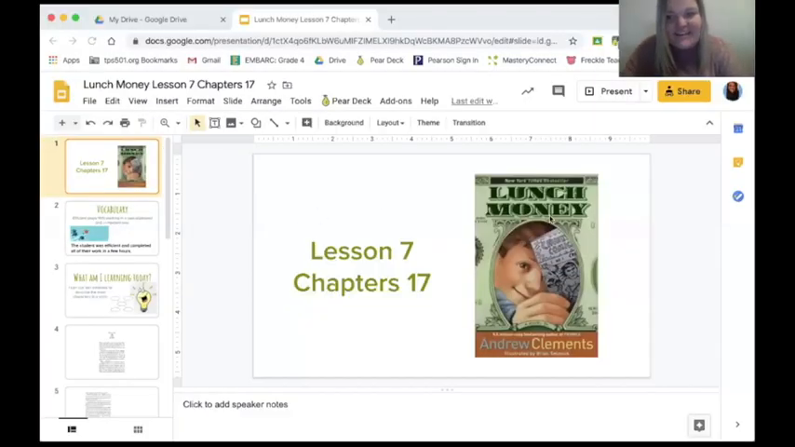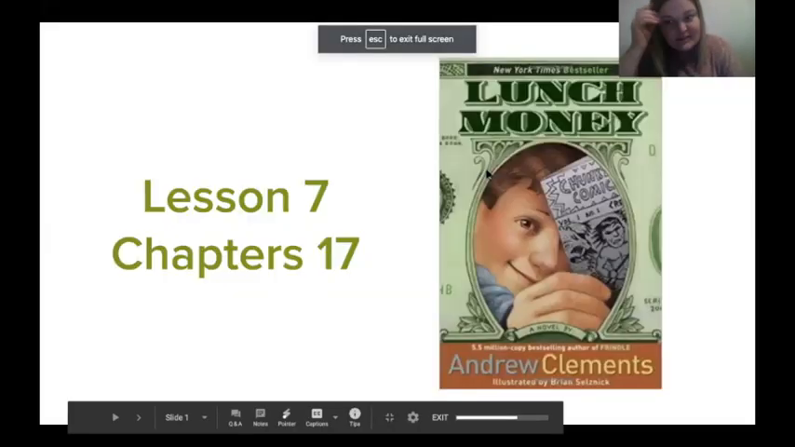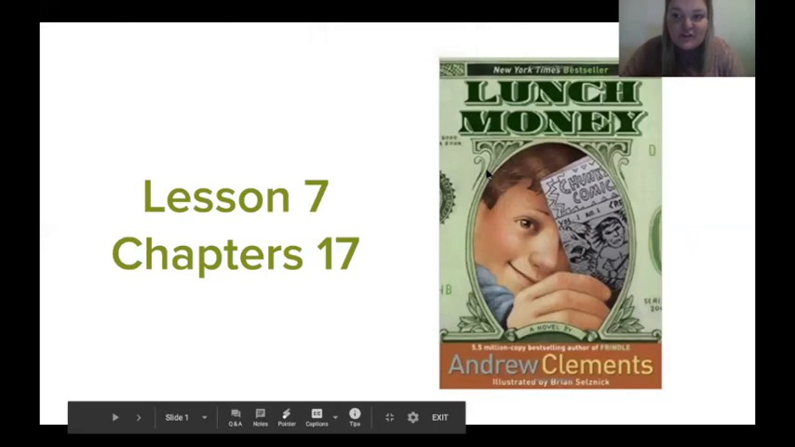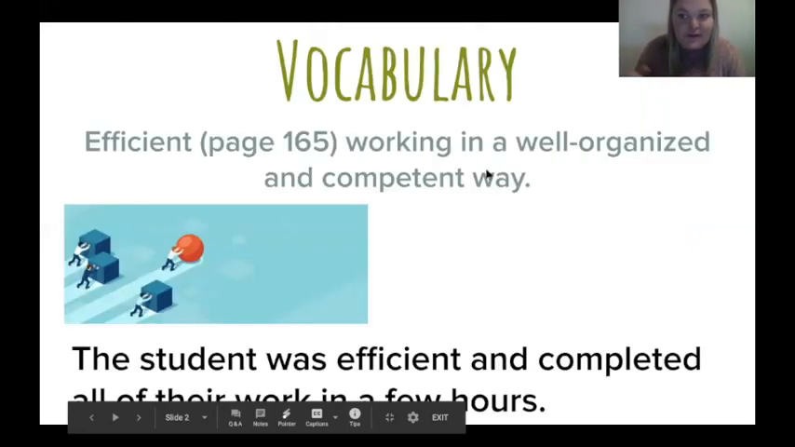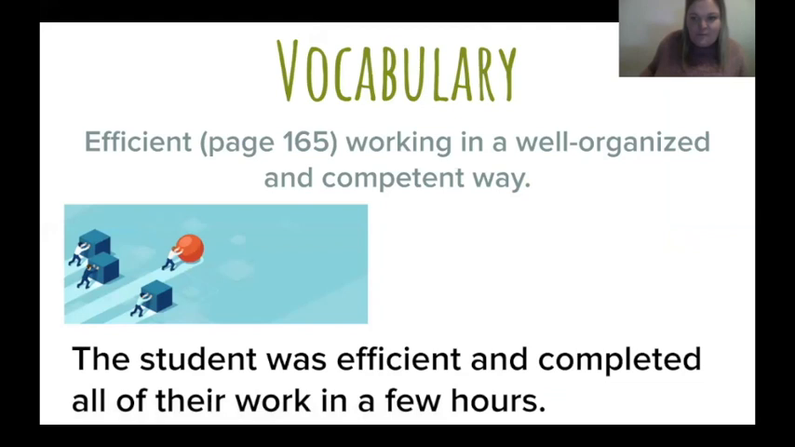All right. So as you can tell, I just finished chapter 16, so we're going to start with chapter 17 today. And I feel like I'm just learning more and more about Mara as we go on, so I'm really excited. So today, our only vocabulary word is efficient, and it is on page 165.